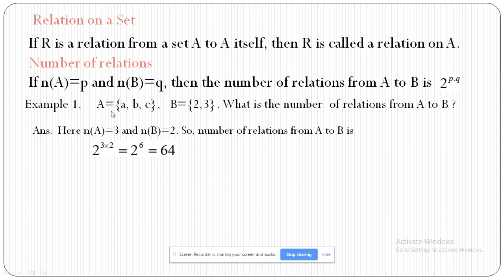And one example: suppose A is {a, b, c}, 3 elements, and B is {2, 3}, 2 elements. What is the number of relations from A to B? Here n(A) is 3, n(B) is 2. I hope you understood. So the number of relations from A to B is 2 to the power 3 times 2, that is 2 to the power 6, which is equal to 64.